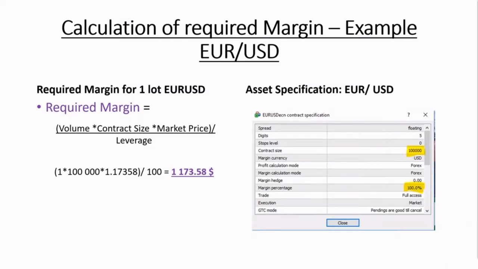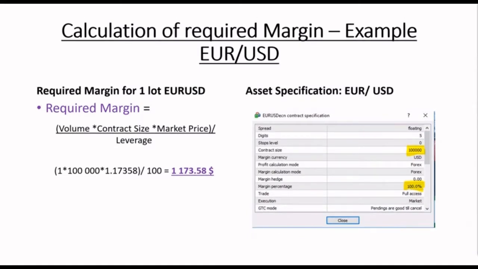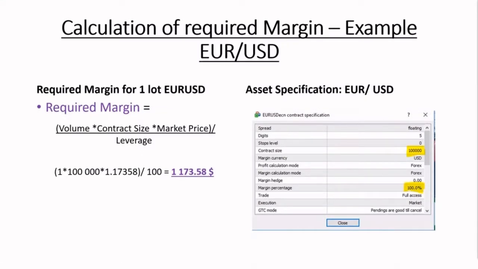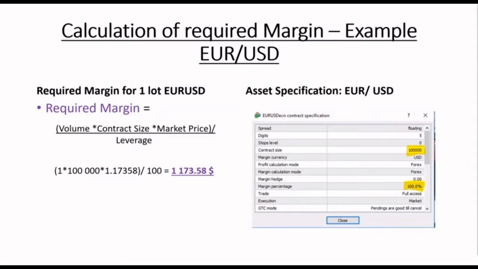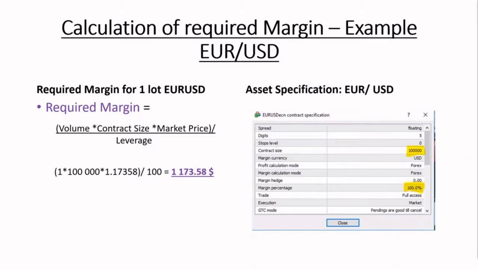When trading one lot of Euro USD at the market price of 1.17358, at a contract size of 100,000 and a leverage of 100, you will need a margin of $1,175. Since the formula includes the market price, the required margin is moving with any kind of price action.